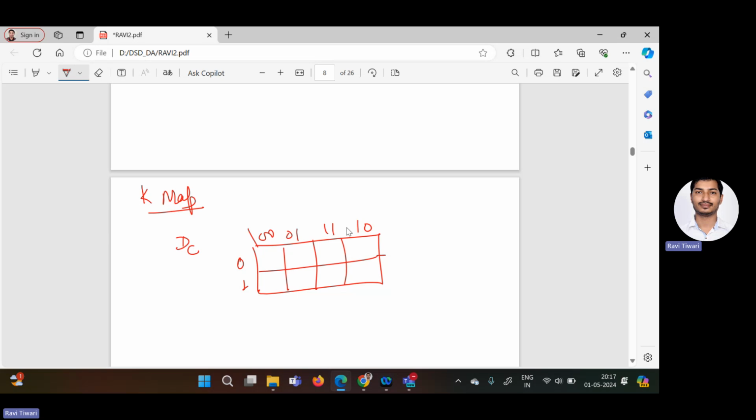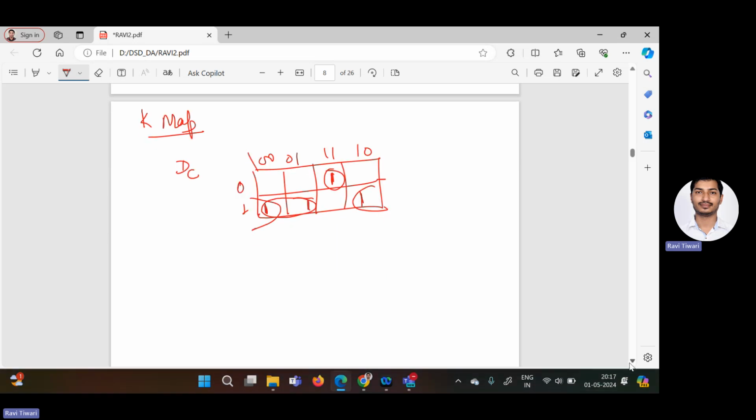This is 0 1 1. This is 1 0 0. This is 1 0 1, and this is 1 1 0. So now I filled it. Now we have to make the groups. So if you see, I can make one group like this. I can make one group like this, but for this combination, we don't have any group. So you have to make it individually.